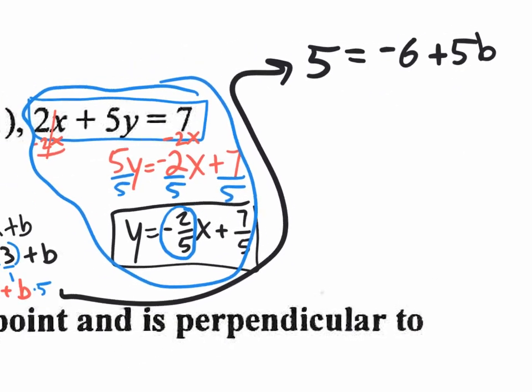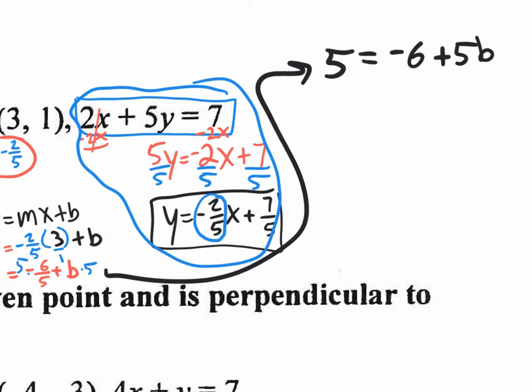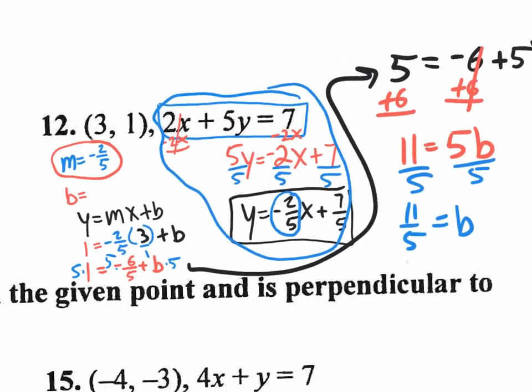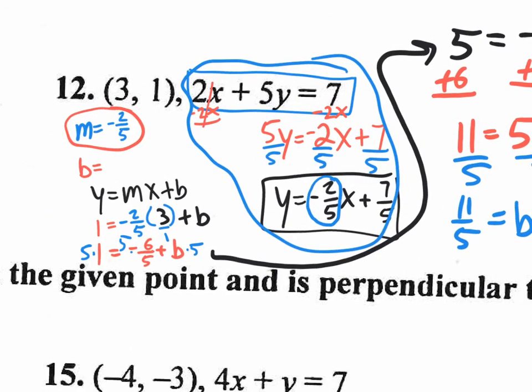So now let's get rid of the negative 6 by doing plus 6. Plus 6. You're going to have 11 equals 5b. Wow, this is ugly. Divide by 5, divide by 5. b equals 11 over 5. So if you know your m, which was negative 2/5, and you know your b, which is 11 over 5, you could write your equation in y equals mx plus b form. So the equation is y equals negative 2/5 x plus 11 over 5.